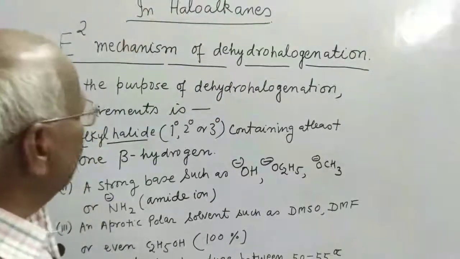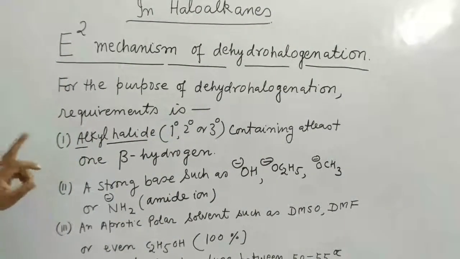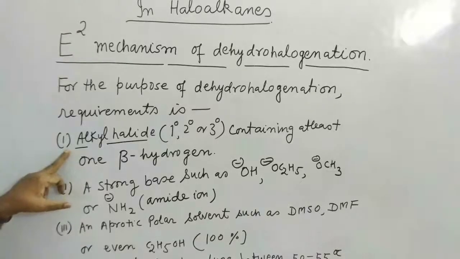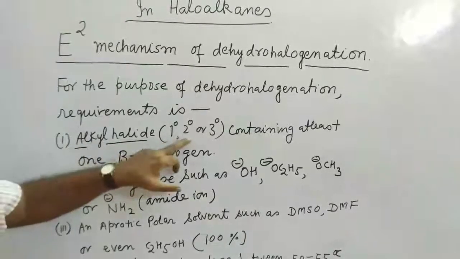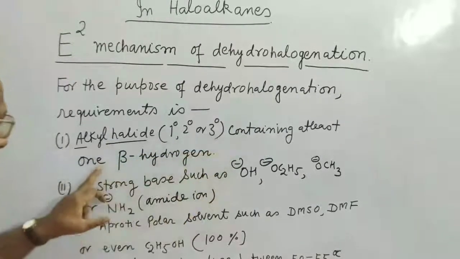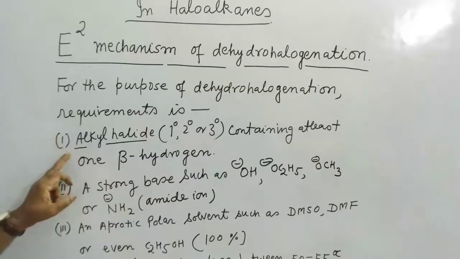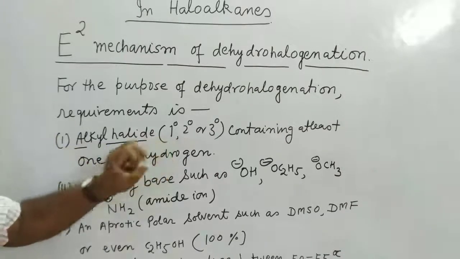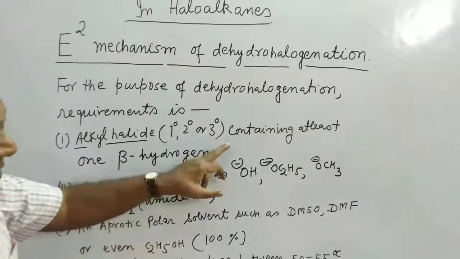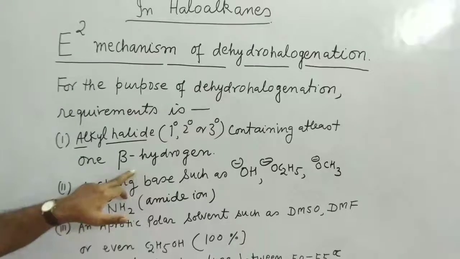For the purpose of dehydrohalogenation, there are certain requirements. Number one, a suitable alkyl halide. It may be 1 degree, 2 degree or 3 degree, but it should contain at least 1 beta hydrogen. If beta hydrogen is absent, there is no dehydrohalogenation. Mind it.